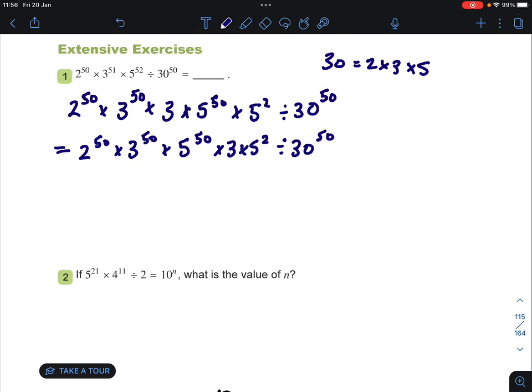So next I can combine all of those numbers with the same power. So remember, when numbers have the same power, we can just multiply the bases together. So we end up with 2 times 3 times 5 makes 30, all to the power of 50, times by 3 times by 5 squared. And then we're going to divide by 30 to the power of 50.